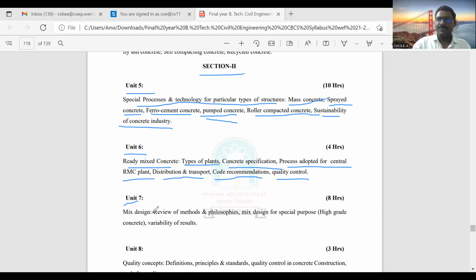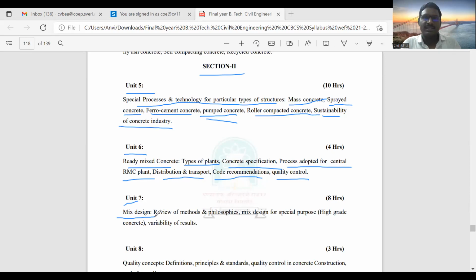Then unit number 7 is mix design. A very important point is the mix design. While you are preparing the concrete, mix design is very important. What is mix design? Generally mix design depends on the grade of concrete you are using. There are various grades: M10, M15, M20, M25, M30, M35, 40, 60, 80, 90, 100. So there are so many grades of concrete we are using.